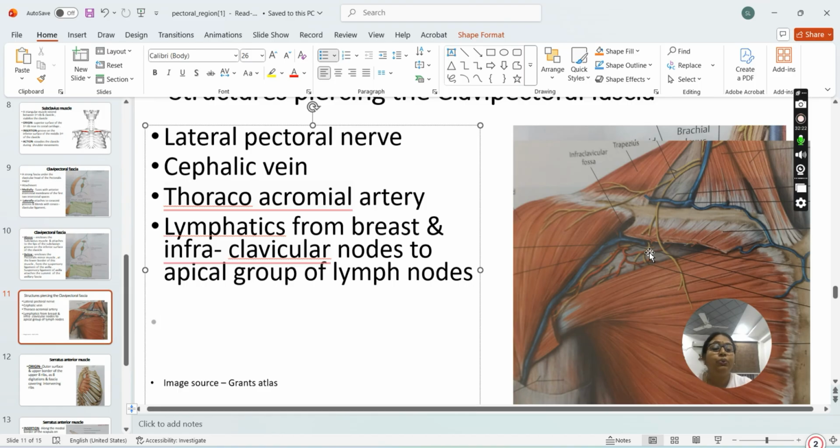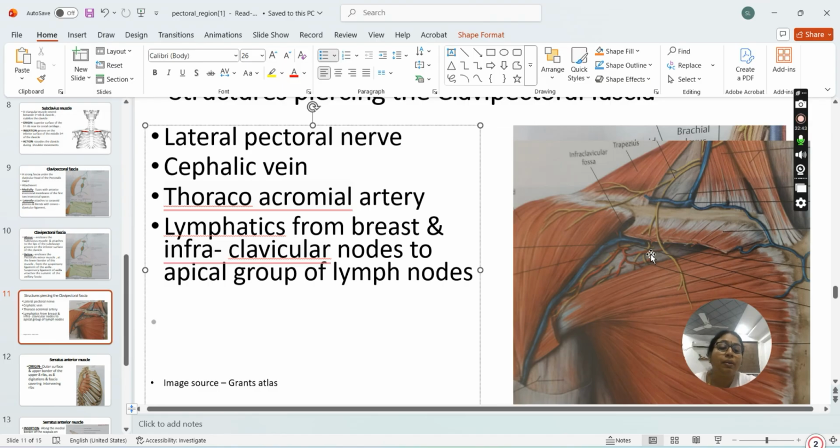Am I making you confused? Just remember here there is a group of lymph nodes called the infraclavicular group of lymph nodes. The afferents from it pierce the clavipectoral fascia to go deeper, where they enter the apical group of the axillary group of lymph nodes.